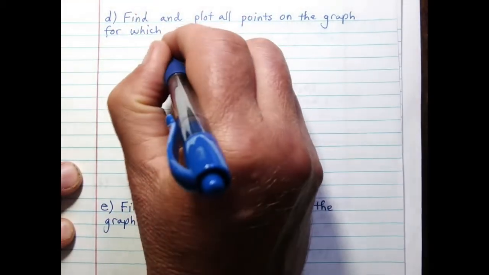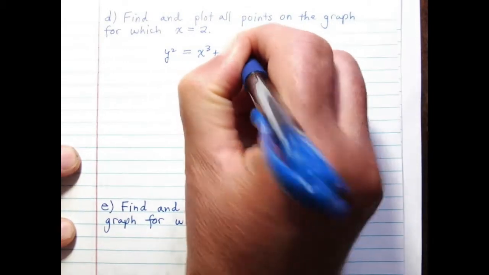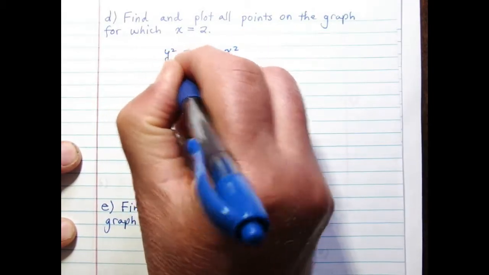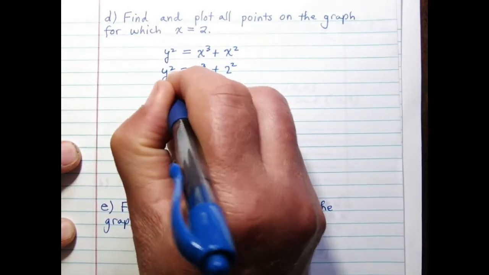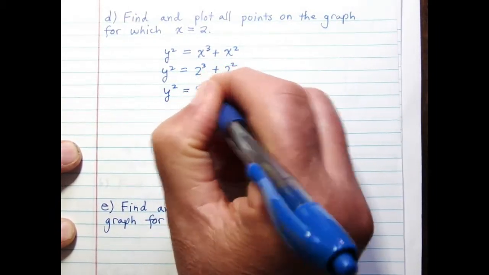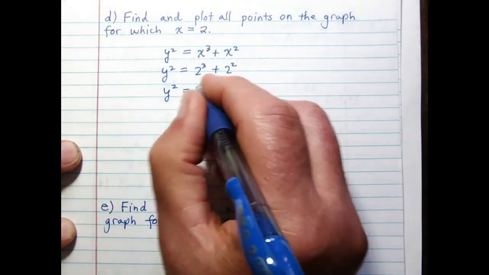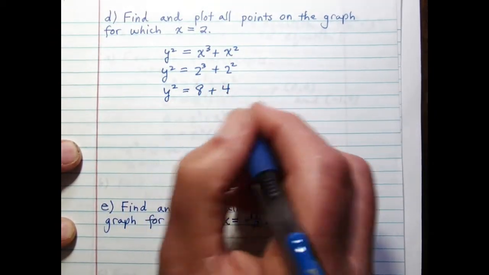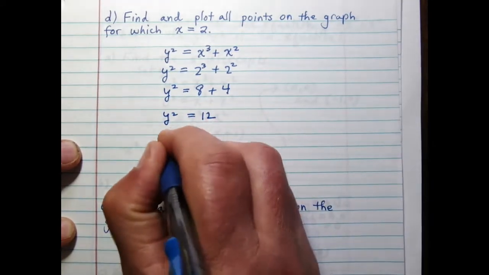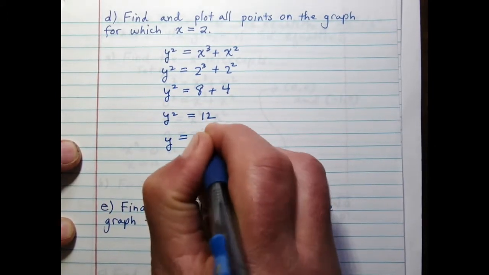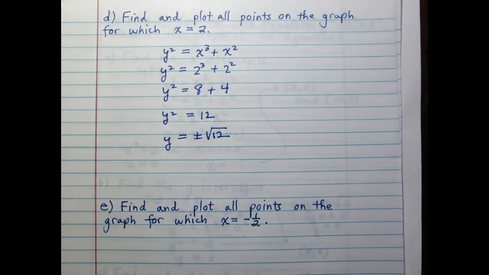So we have y squared equals x cubed plus x squared. When x is equal to 2, we get 2 cubed plus 2 squared. So y squared is equal to 8 plus 4. 2 to the third is 2 times 2 times 2, right? 2 times 2 is 4, times 2 is 8. Y squared is 12. So y is equal to plus or minus the square root of 12.